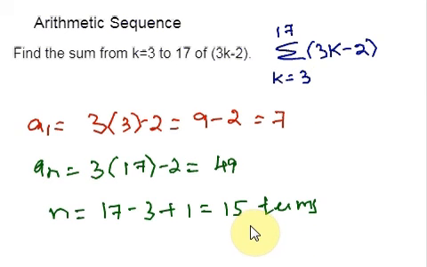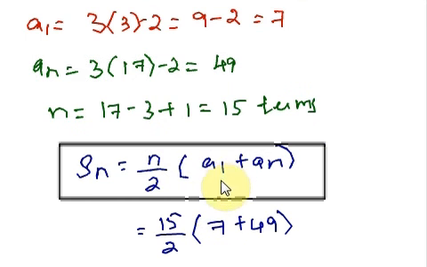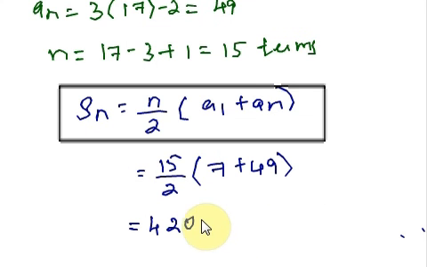So the sum would be, just plug a1, an, and n into the formula. Replace a1 by 7, an by 49, and n by 15. By simplification, we will get 15 over 2 times 56. That is going to be 420. Am I right? Please note that there are 15 terms there.